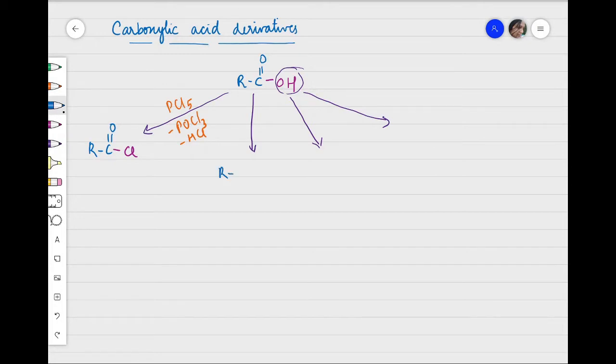Then we have acid anhydrides, where we are replacing OH with our C double bond O. This reaction is typically in the presence of phosphorus pentoxide. Then when you treat your acid with ammonia, we end up getting the acid amide.